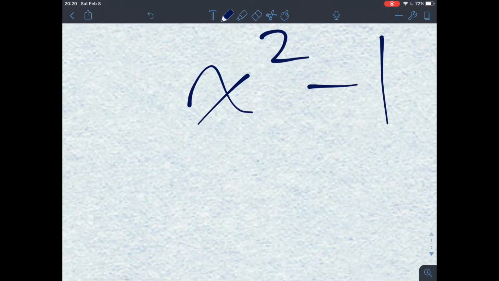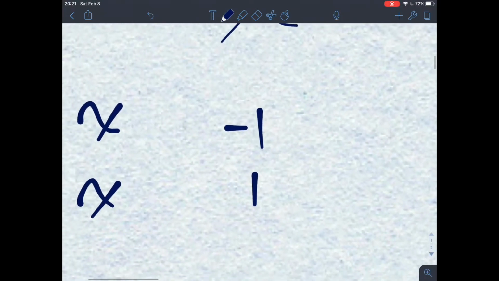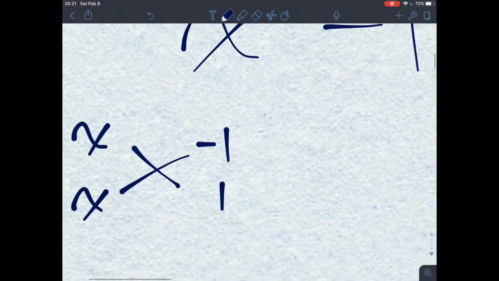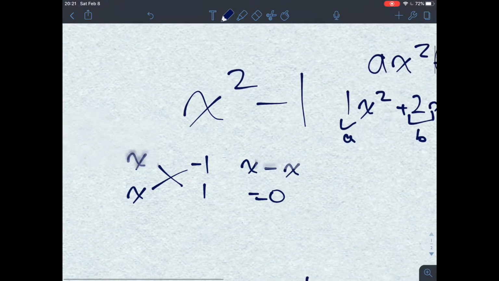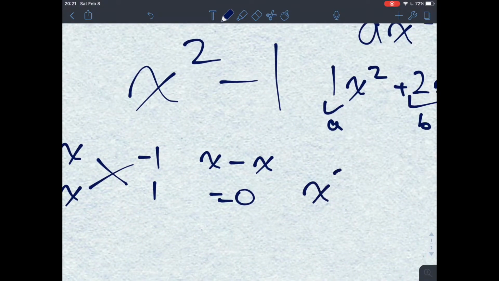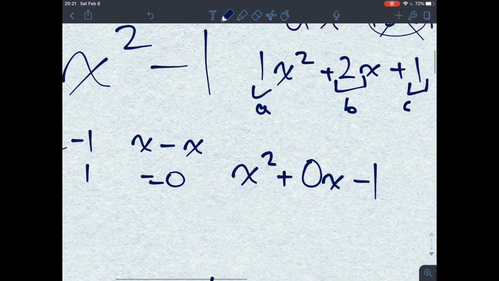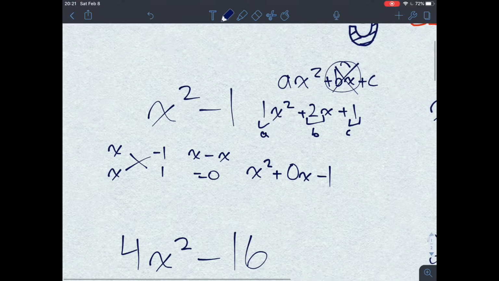We could start this out like a normal quadratic. Put an x down, and then to get -1, you would do -1 times 1. But there's no bx, so the way we could prove that is to cross multiply. X times 1 is just x. X times -1 is -x. And x minus x is 0. So really a way we can write this is x squared plus 0x minus 1. And obviously anything times 0 is 0, so we don't even need to write that. And that's how we just have x squared minus 1.